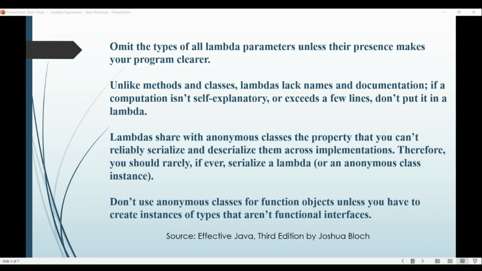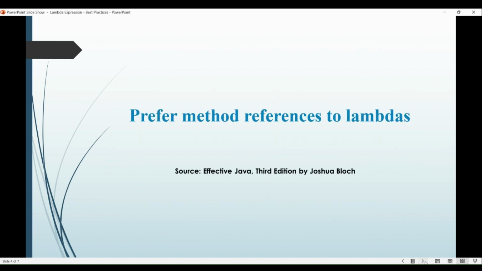So, lambdas are by far the best way to represent function objects. Don't use anonymous classes for function objects unless you have to create objects of types that are not functional interfaces. Now let's talk about the next point, which is prefer method references to lambdas.